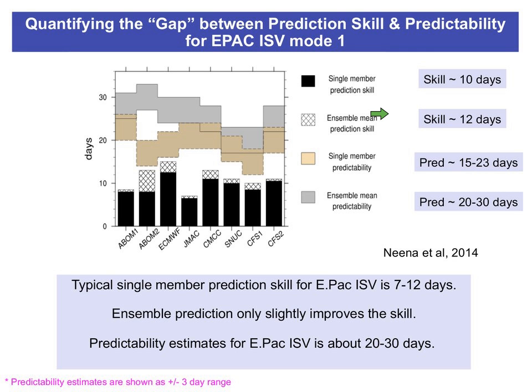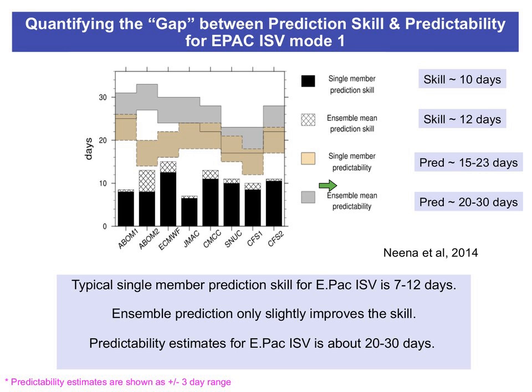So the single member average prediction skill for the Eastern Pacific ISO is found to be about 10 days. The ensemble mean prediction skill is not that much higher. It improves by only about 2 days, with an average prediction skill of about 12 days. And the predictability is about 15 to 23 days for the single member approach, and for the ensemble mean approach, it is about 20 to 30 days. So there is much scope for improvement for the Eastern Pacific intra-seasonal variability prediction.